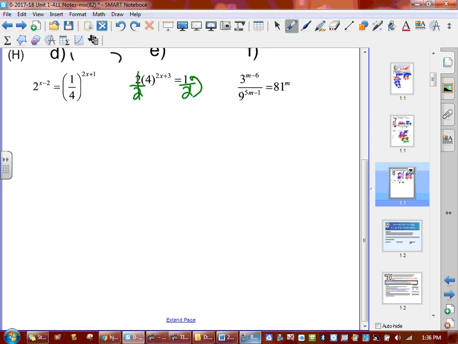Now, we're going to put the exponent on the left. The exponent was 2x plus 3. So now we've got our bases. They're identical. We're going to drop our bases. And then we're going to multiply into the bracket to get rid of the brackets. So we're going to get 4x plus 6 equals -1.